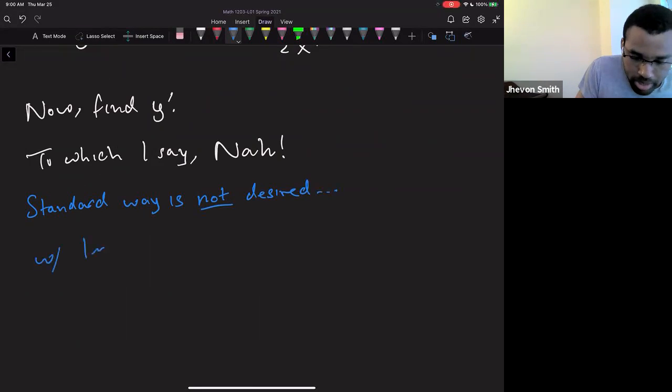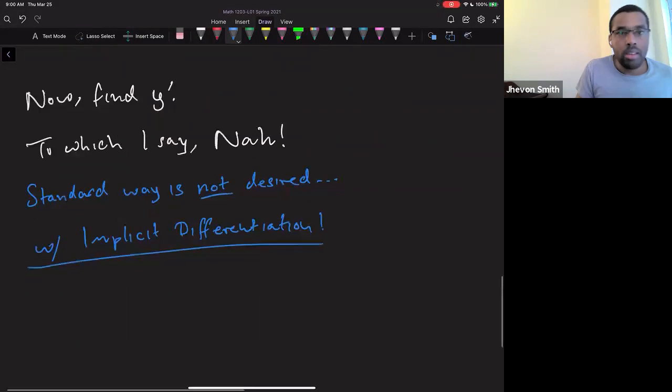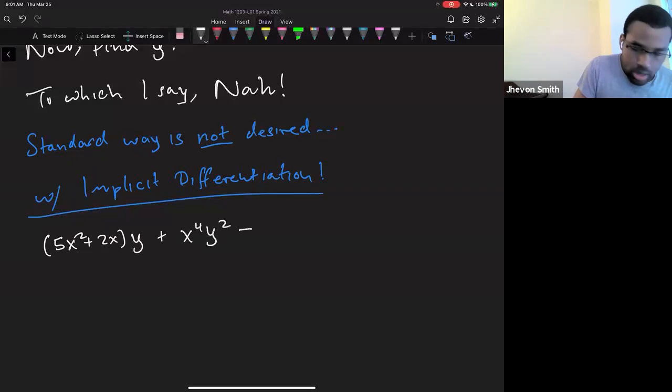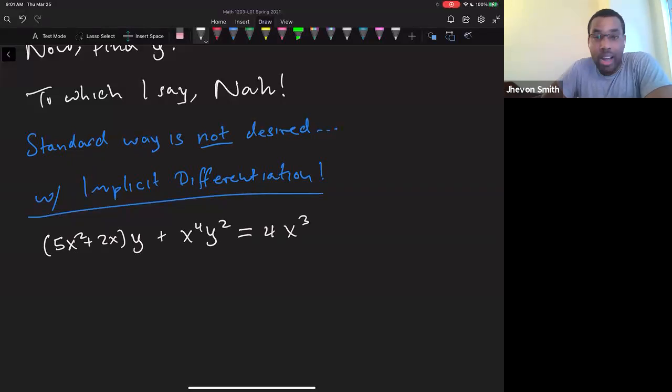Let's talk about implicit differentiation now. Do we have the same kind of problem? Is it going to be some crazy, complicated thing? Well, I have 5x squared plus 2x y plus x to the 4th y squared equals 4x cubed. Now, for implicit differentiation, I don't have to solve for y. y does not need to be explicitly known. I don't need a formula for it. I can just go through and start differentiating, right?